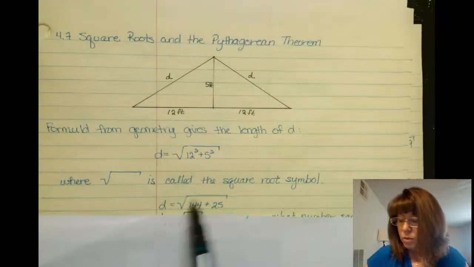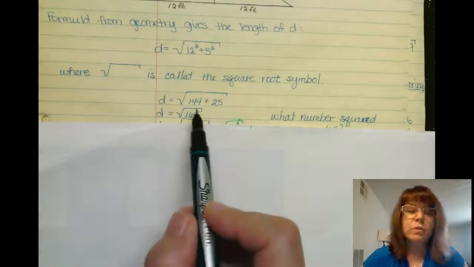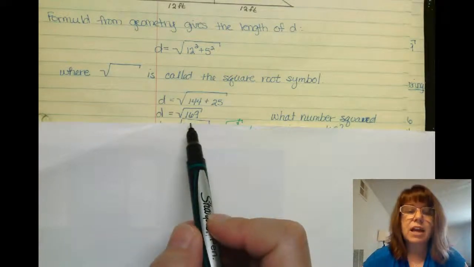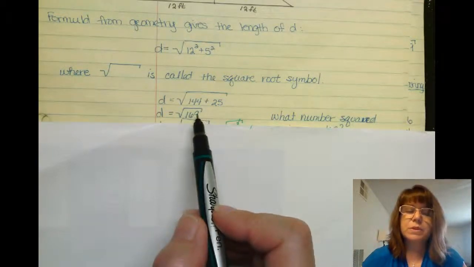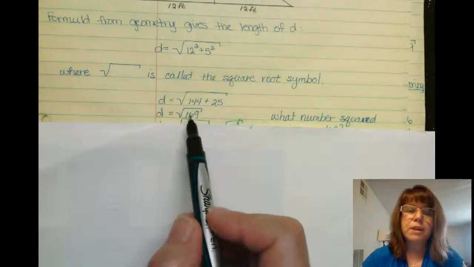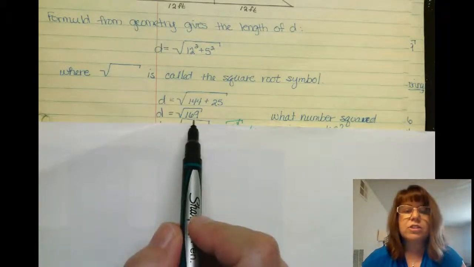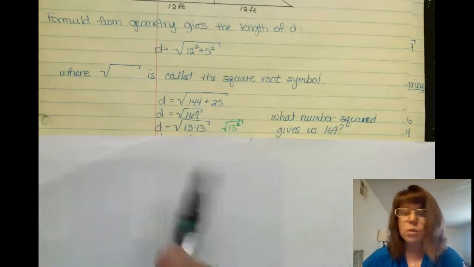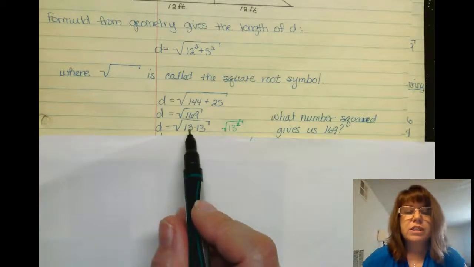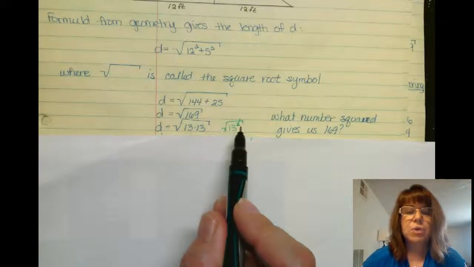D equals the square root of 144 plus 25. Well, 144 plus 25 is 169. Now what this square root symbol says is: what number can I multiply by itself to get the number that is showing? So what number multiplied by itself will get me 169? Well, 13. So 13 times 13 will get me 169. In other words, 13 squared.